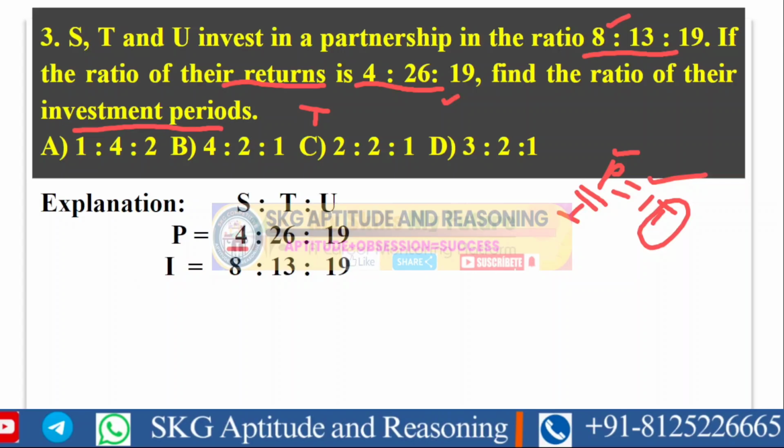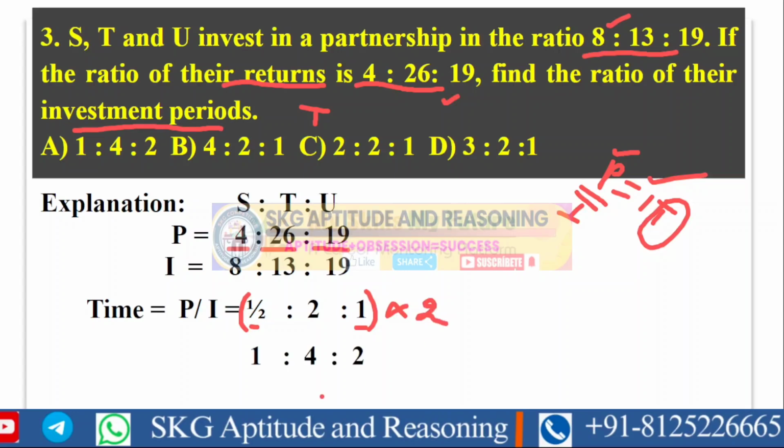19. If I divide these, 4 by 8 gives 1 by 2, 26 by 13 gives 2, and 19 by 19 gives 1. Then I take the LCM of 2, because I need to eliminate the denominator here. After taking the LCM, it becomes 1 is to 4 is to 2. So this is the time period ratio, and it is presented in option A.